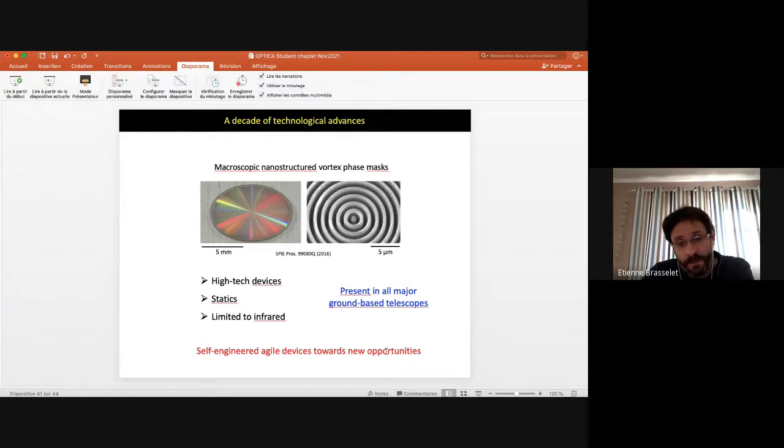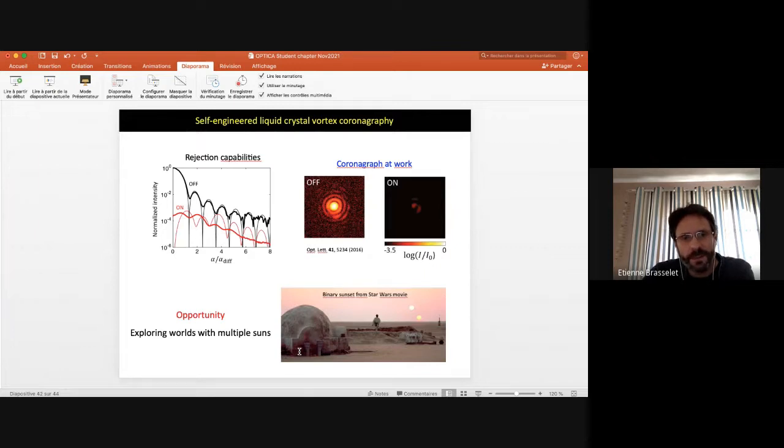Because when saying that, and having at hand self-engineered devices, I was wondering whether I could do something there by injecting some agility, some new performances for new opportunities in that field. And taking a picture from Star Wars movies that I guess at least several of you already saw, this picture, which is dated now, with a binary sunset. And this is my question.